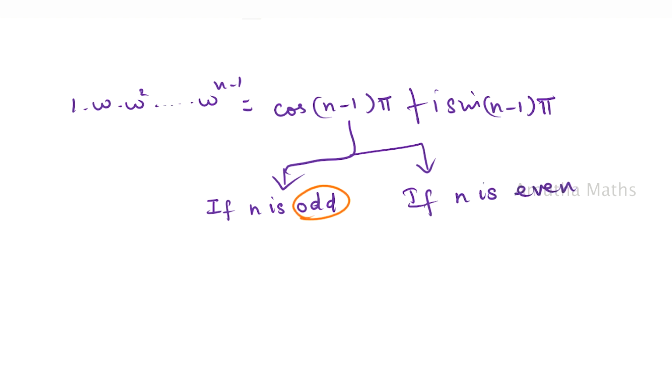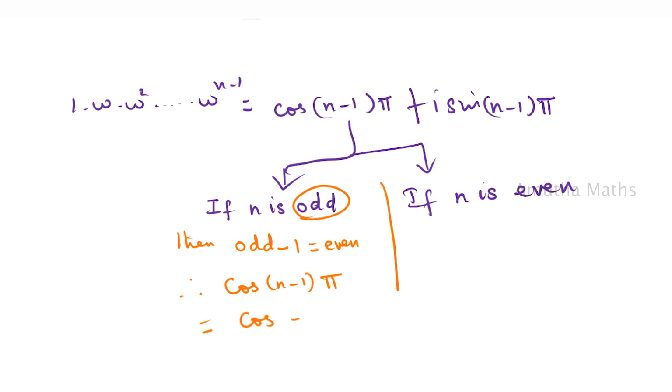If n is odd, n வந்து odd இருந்தா ஒரு odd numberல இருந்து 1 subtract பண்ண என்ன வரும்? If n is odd, then odd minus 1. So odd number, ஒற்றைப்படை numberல இருந்து 1 கழிச்சா என்ன வரும்? Even ஆயிரும், isn't it? Therefore, what will you get? So cos n minus 1 into pi will become, that is equal to cos even pi. So even pi is equal to, what will you get? 1. Okay.